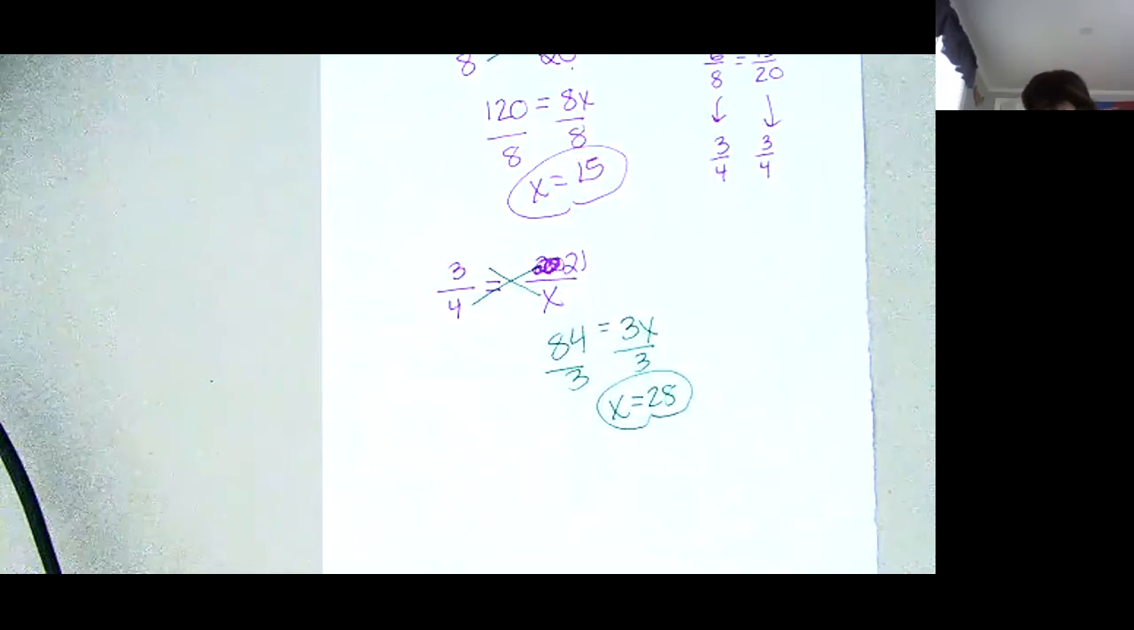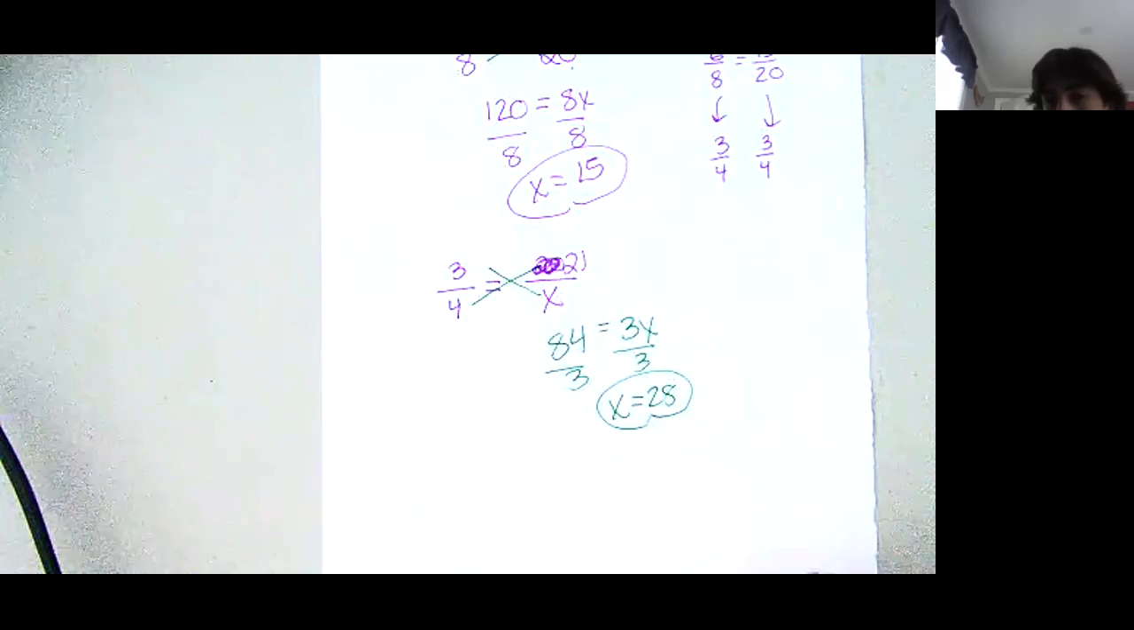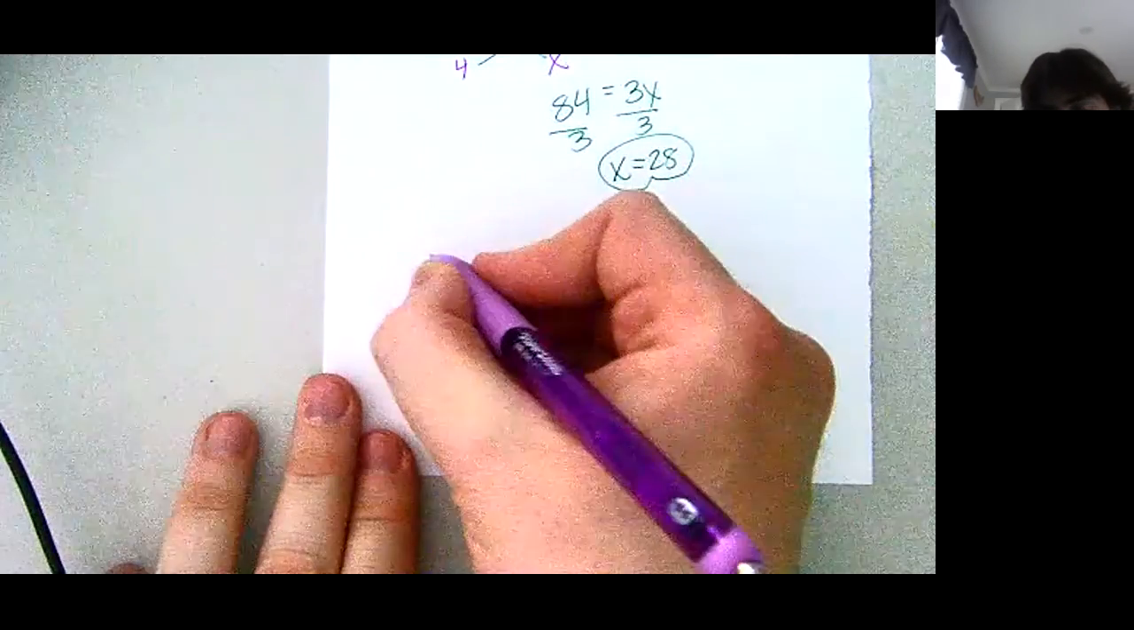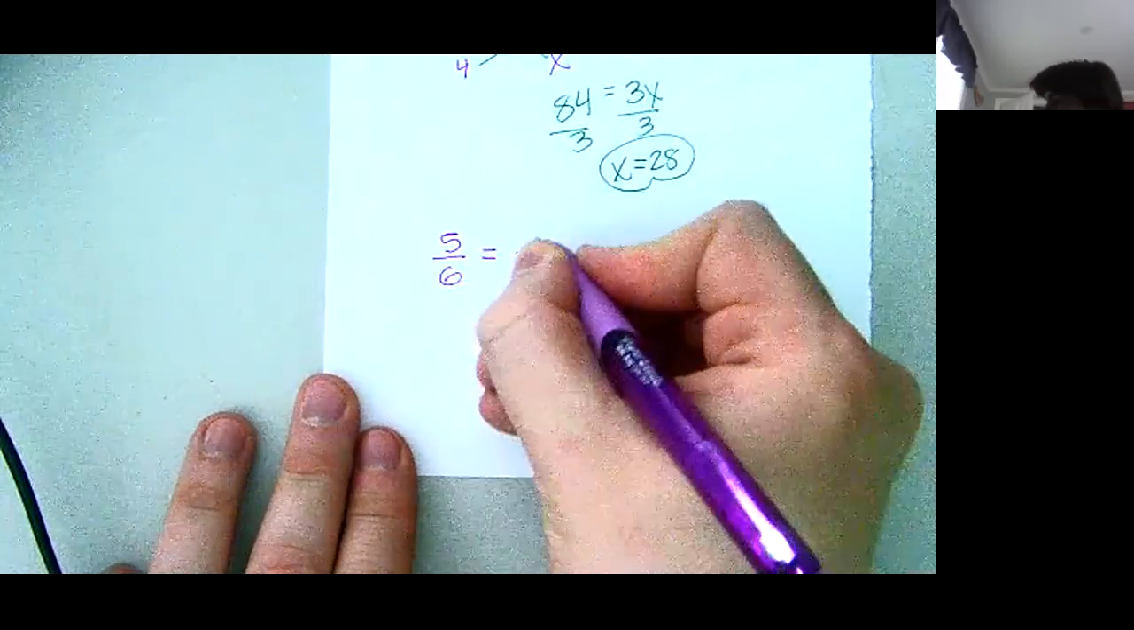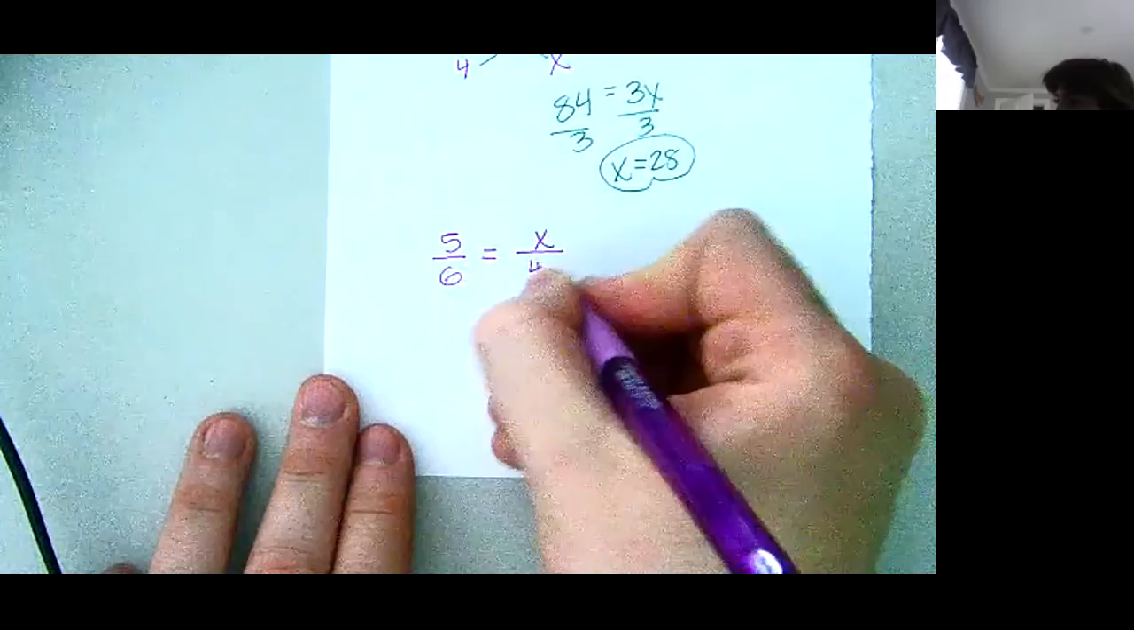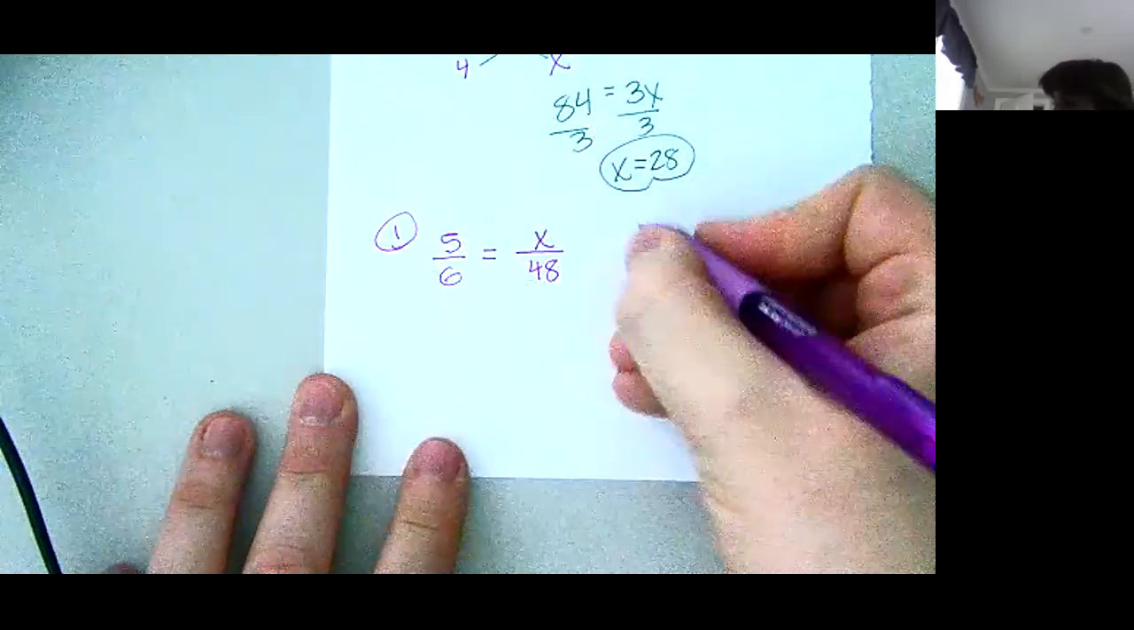Okay. Any questions on what I've done so far? Do you see how to solve these? I need to give you 2 to try on your own, and then we're going back to that problem, and we'll see how to solve that problem using this stuff. 5 over 6 equals x over 48. You're going to solve that.